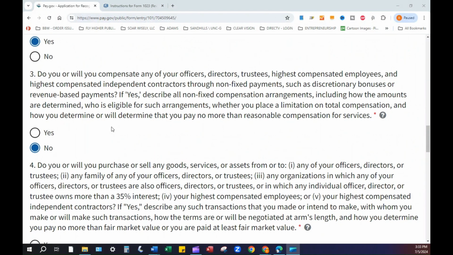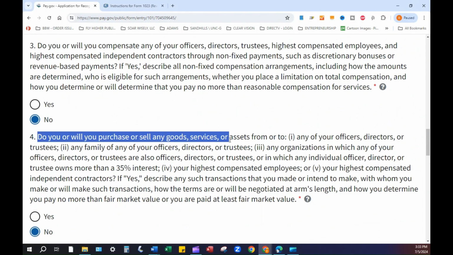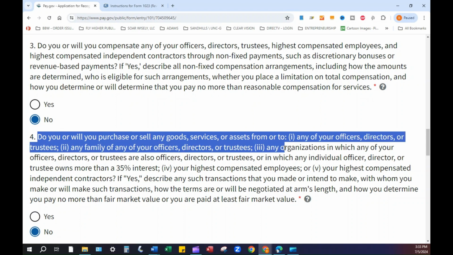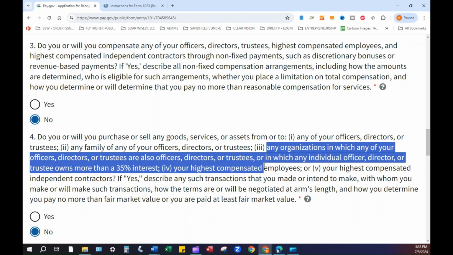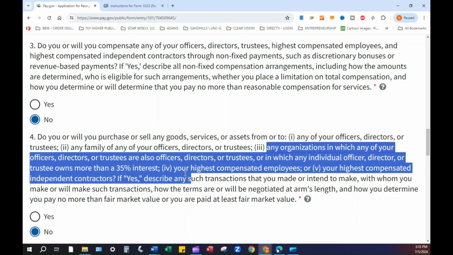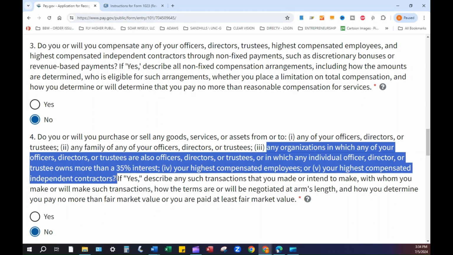Okay, so the next question, number 4, is, do you or will you purchase or sell any goods, services, or assets from or to any of your officers, directors, or trustees, any family of any of your officers, directors, or trustees, any organizations in which any of your officers, directors, or trustees are also officers, directors, or trustees, or in which any individual officer, director, or trustee owns more than 35% interest, your highest compensated employees, or your highest compensated independent contractors. Now, I know that that's a lot.